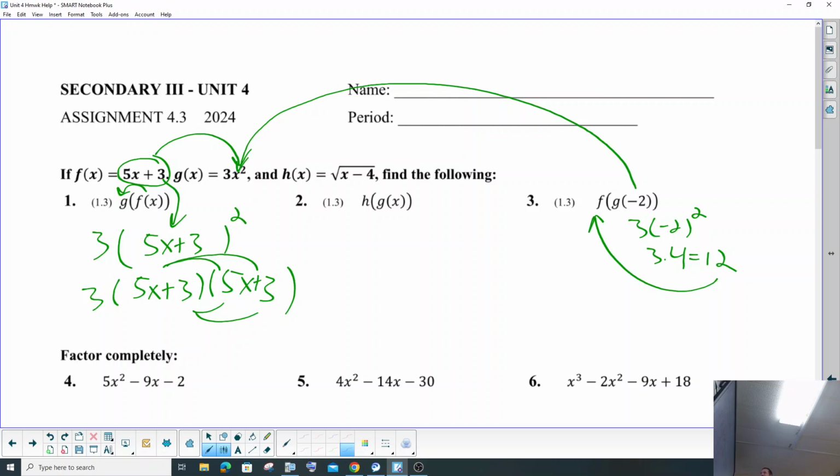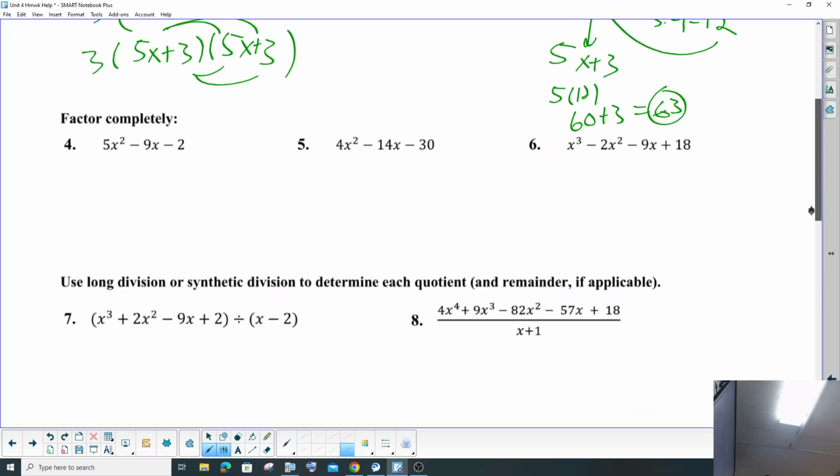So there we go. Let's double check and make sure we did that right. Yep. So f is 5x plus 3, but you're going to plug a 12 in there now. So 5 times 12 is 60, plus 3 is 63.